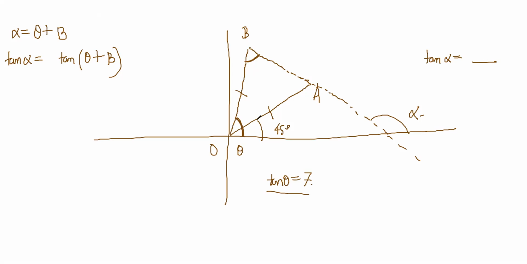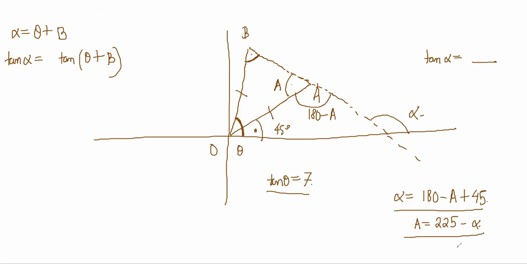And this is 45, and this is 180 minus a, right? That is also equal to alpha, no? Alpha is equal to 180 minus a plus 45, right? A is this angle, B is this angle. So 180 minus A plus 45 should be alpha. So A is equal to 225 minus alpha, right?